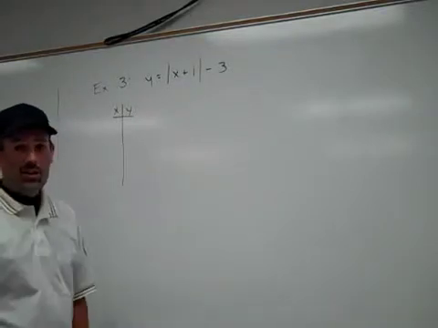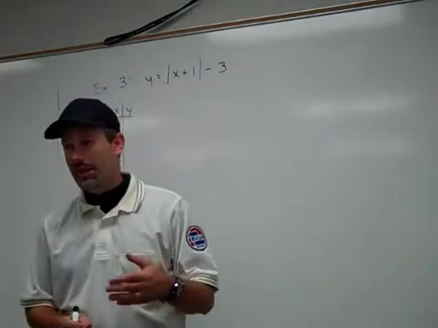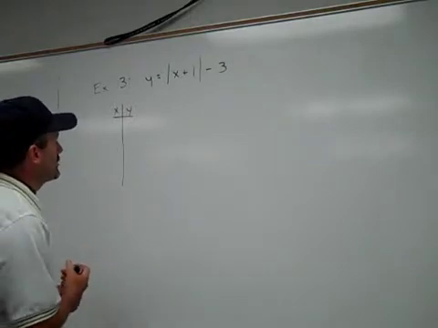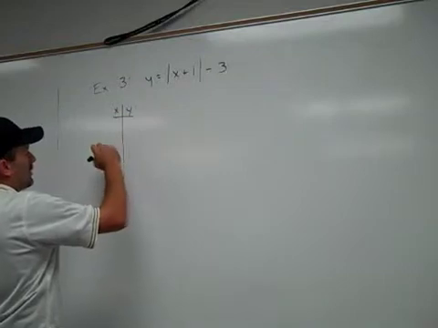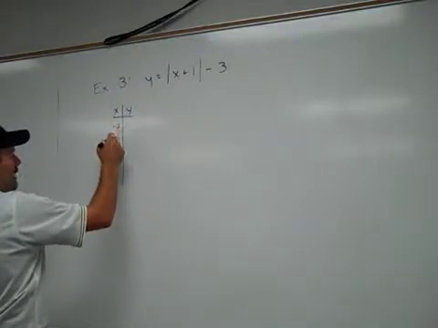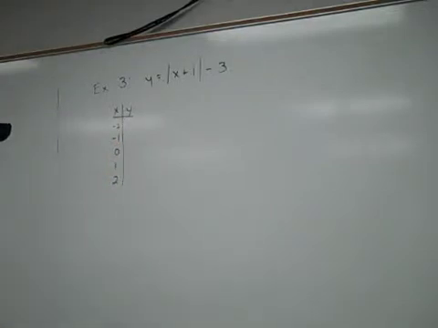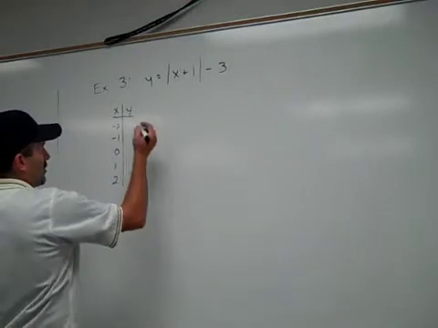Again, we just need to choose some values of x. Absolute value, if you don't remember, has a V shape, just like a quadratic has a U shape. So we know this is going to be a V shape. We just need to choose whatever values of x that we want. Let's just go with, again, 5 of them: negative 2, negative 1, 0, 1, and 2. I tend to keep those small, just again, because small numbers are usually easier to work with.